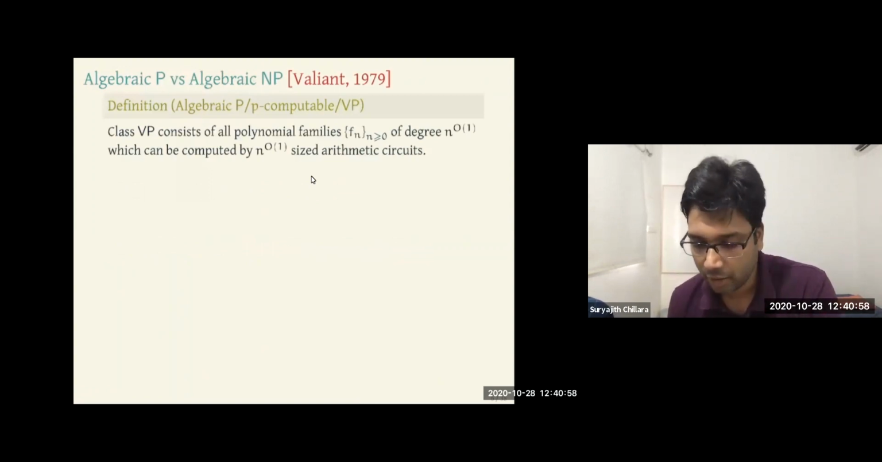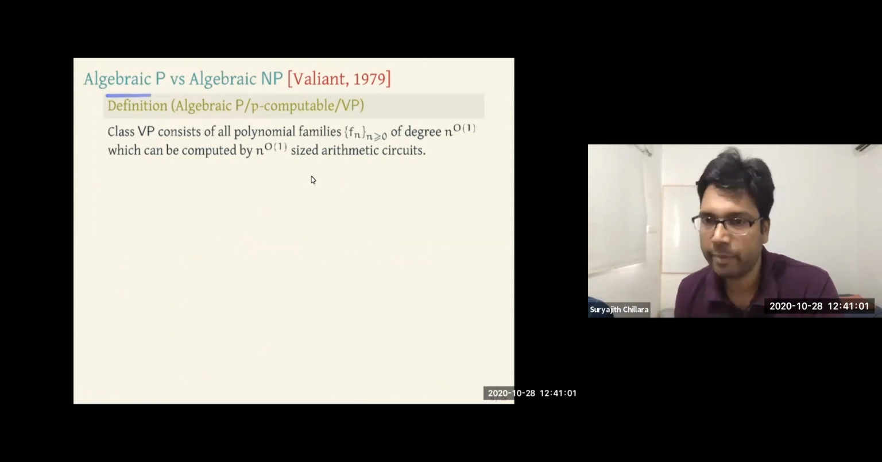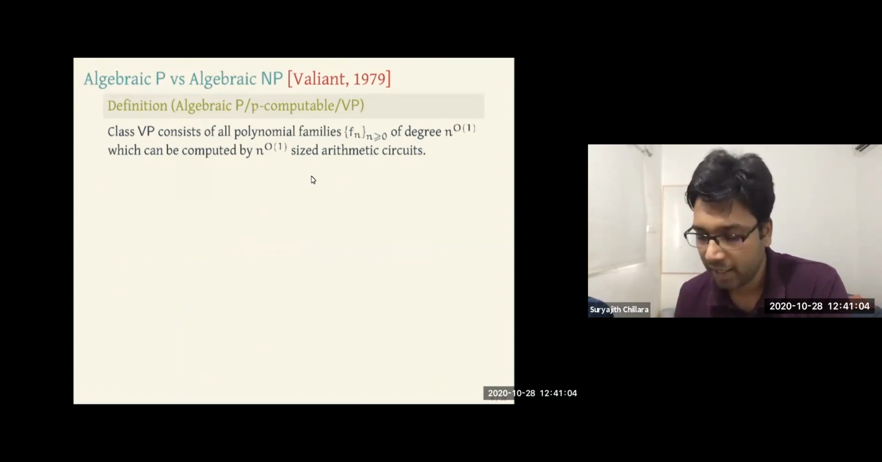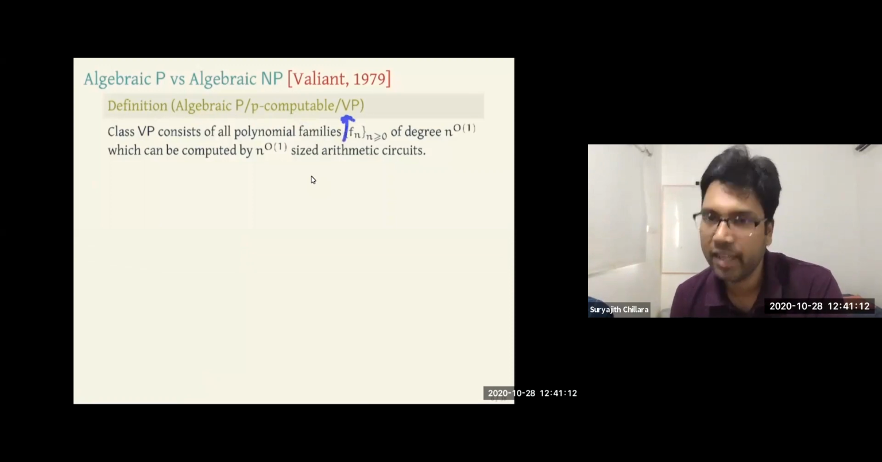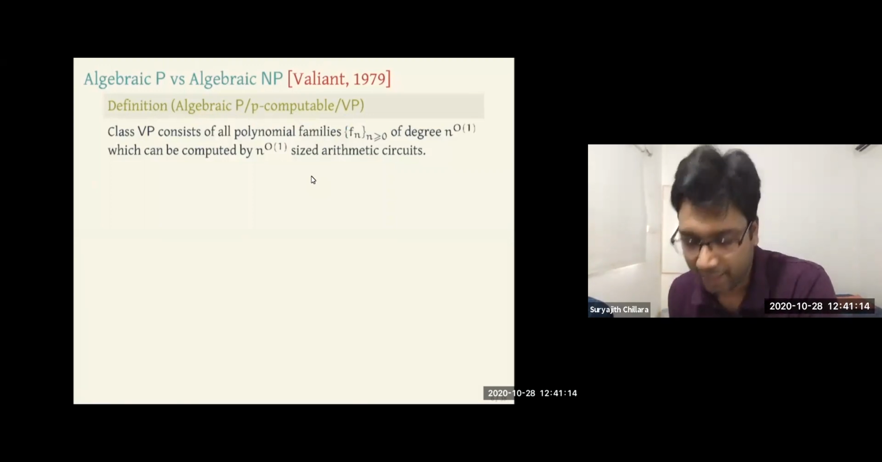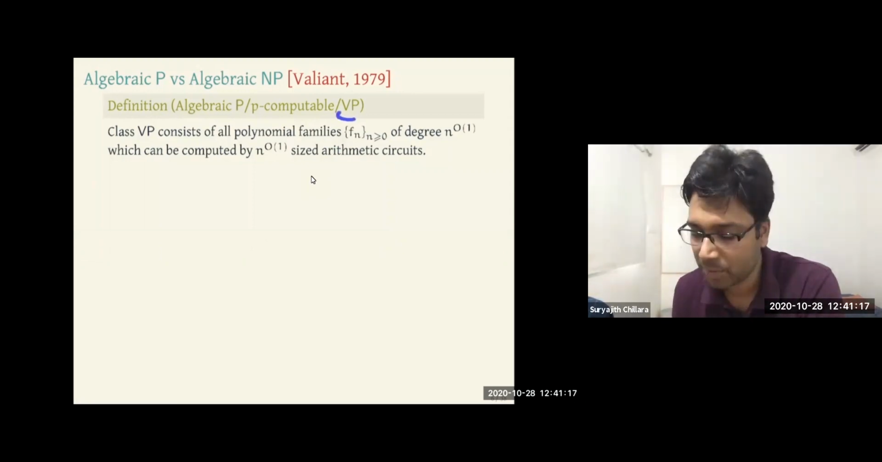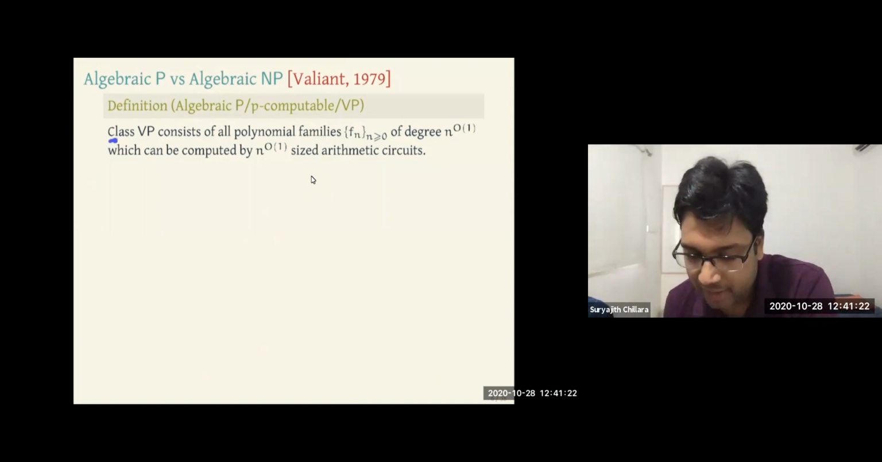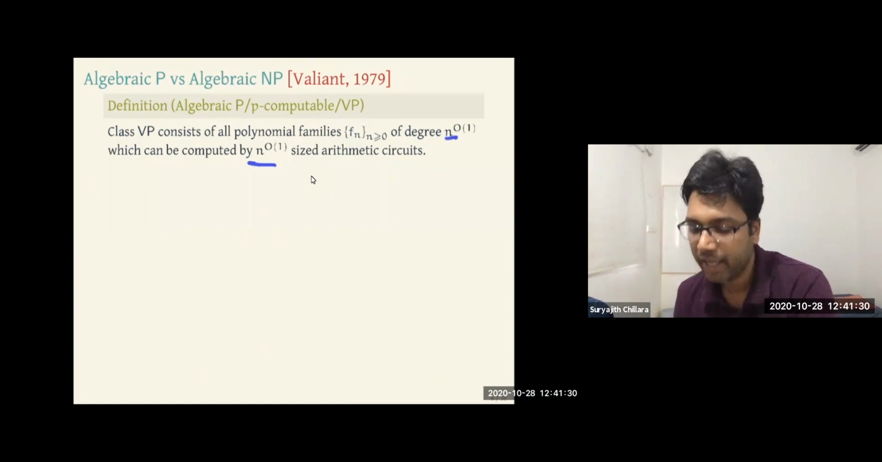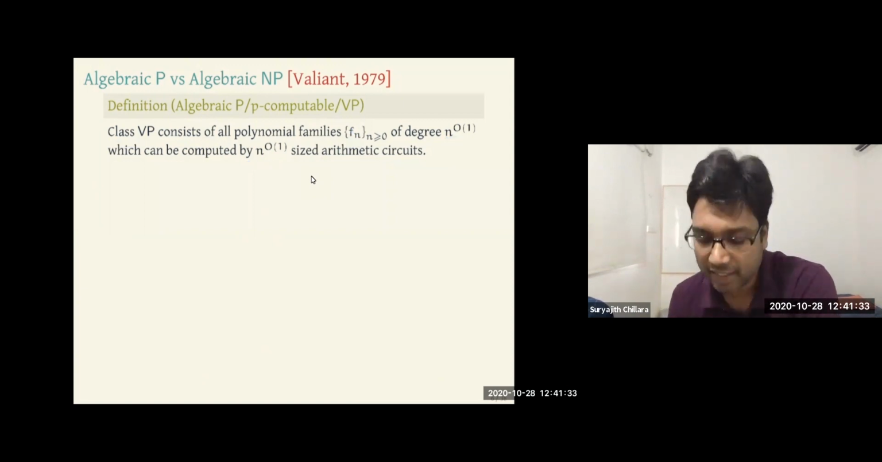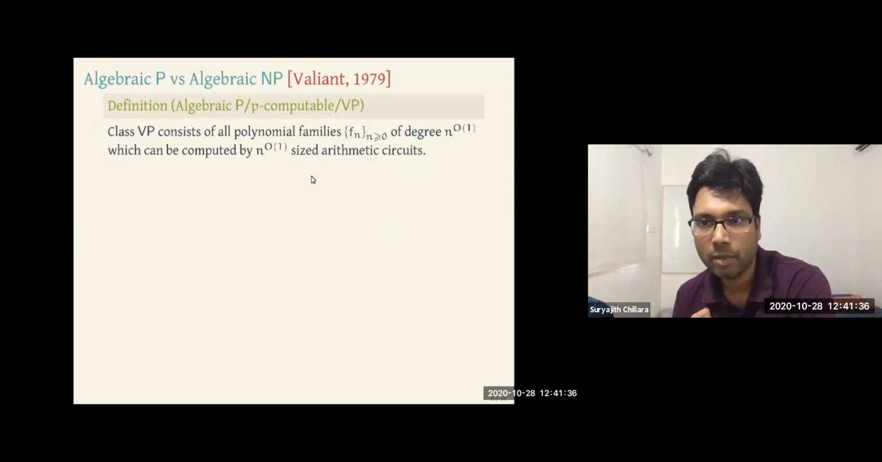So there is this notion of algebraic P, which was defined by Valiant back in 1979. So he defines a class of polynomials. In the paper, he calls them either algebraic P or P computable. Later, it got called VP after Valiant. And the last time I spoke to him, he was surprised that people are using VP, but anyway. So the class VP consists of all polynomials, say fn, over n variables, and bounded degree, which can be computed by polynomial size arithmetic circuits. So this is a class of efficiently computable polynomials.